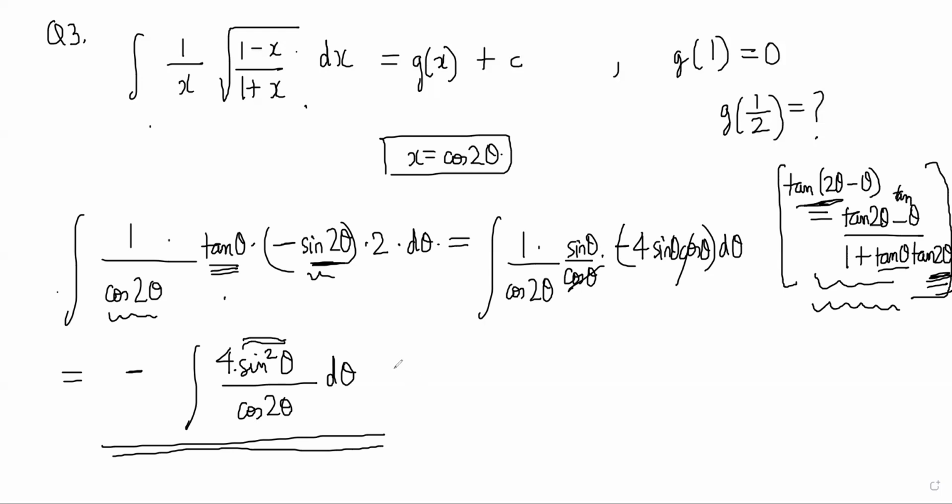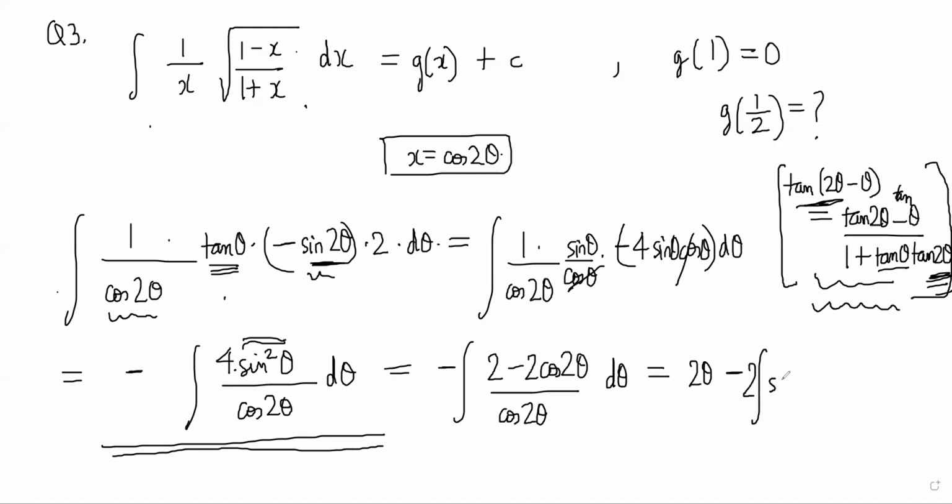Better is to get it like this and then write 4 sin square theta. You can convert it to cos 2 theta, right? Basically it is 2 minus 2 cos 2 theta, because 1 minus cos 2 theta would be 2 sin square theta. So 4 sin square theta will be this divided by cos 2 theta. Now my integral is simply 2 theta minus twice of sec of 2 theta, right?